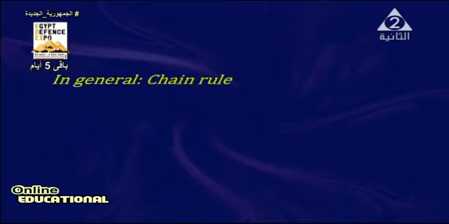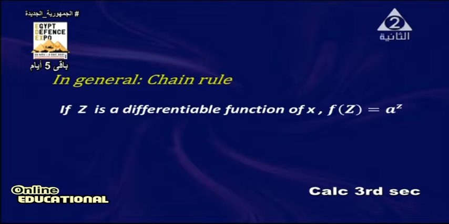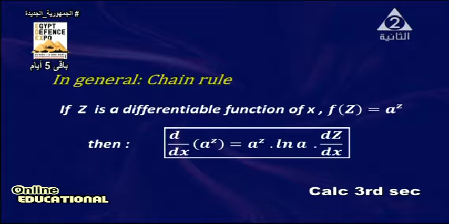In general, by the chain rule, if z is a differentiable function of x, and f(z) equals a to the power z, then the derivative of a power z with respect to x equals a power z multiplied by ln a multiplied by dz/dx.